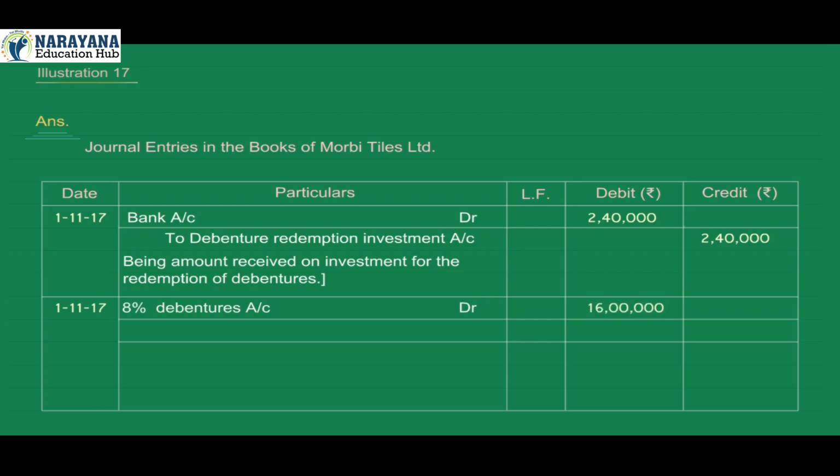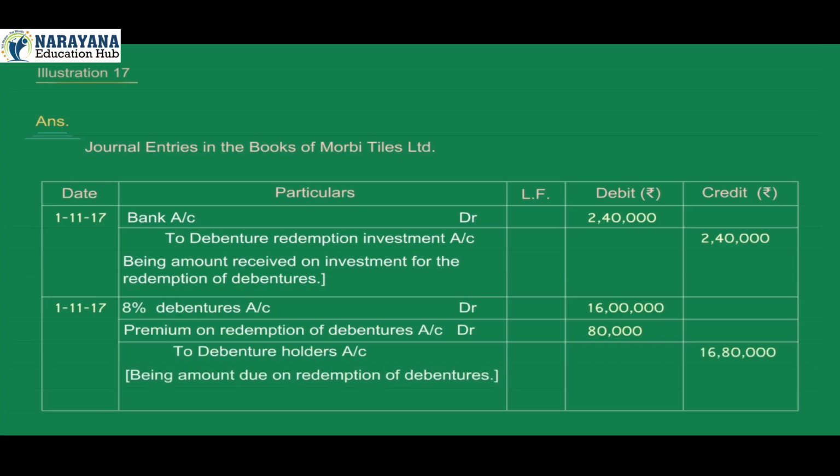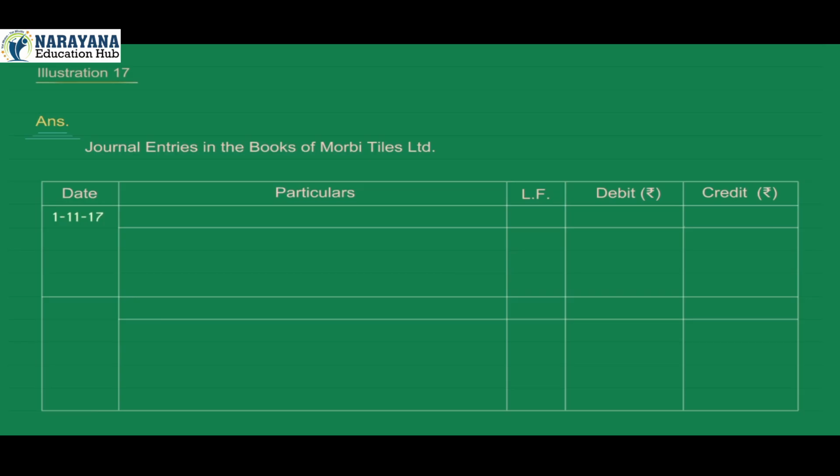1st November 2017. 8% debentures account debit 16 lakh. Premium on redemption of debentures account debit 80,000 to debenture holders account credit 16 lakh 80,000, being amount due on redemption of debentures.